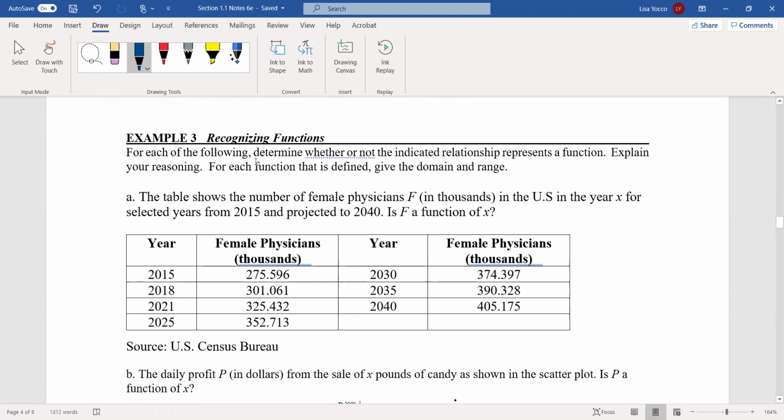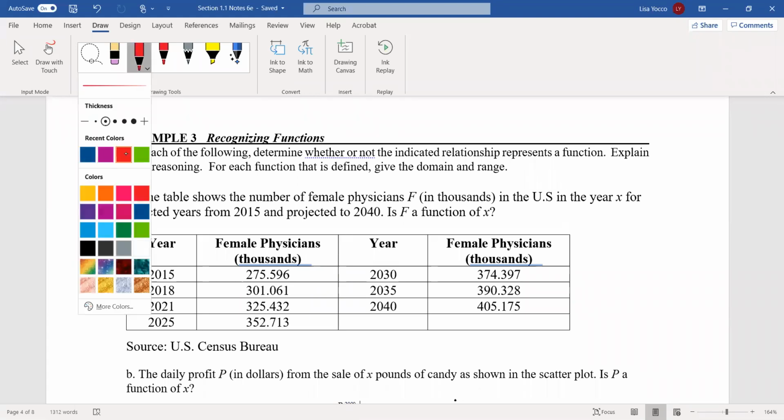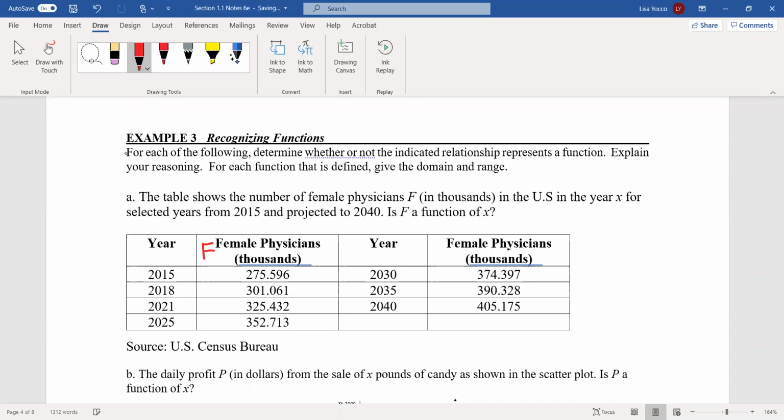So now in the next example, this is a table of data. Actually, this is actual data from the U.S. Census Bureau that shows the number of female physicians F. That's being indicated by the variable F. Let me put an F over here. It shows the number of female physicians in thousands in the year X. So the year is X.